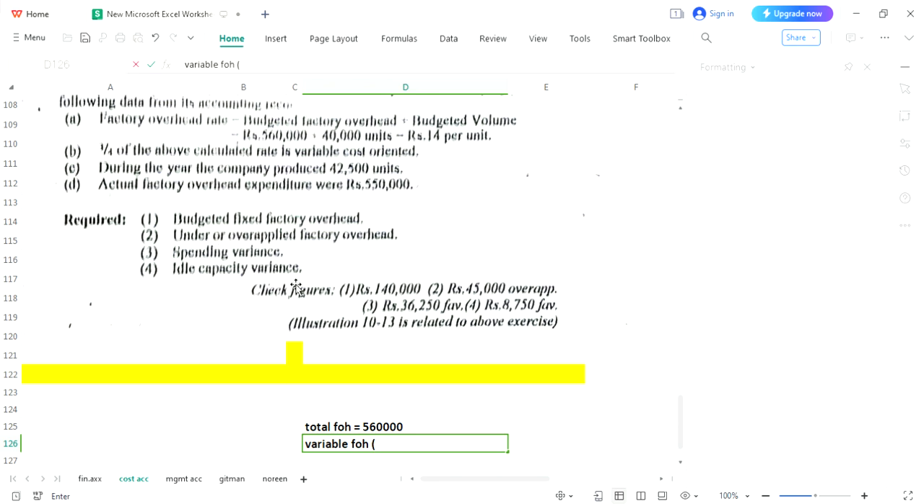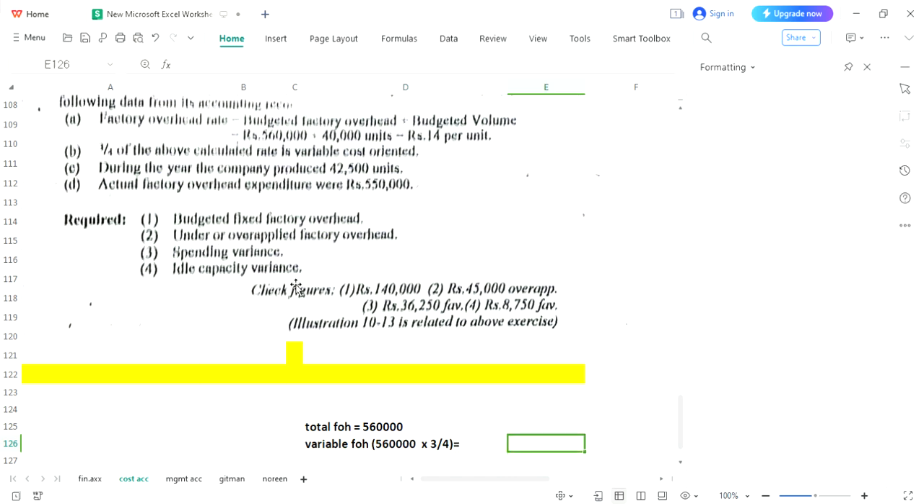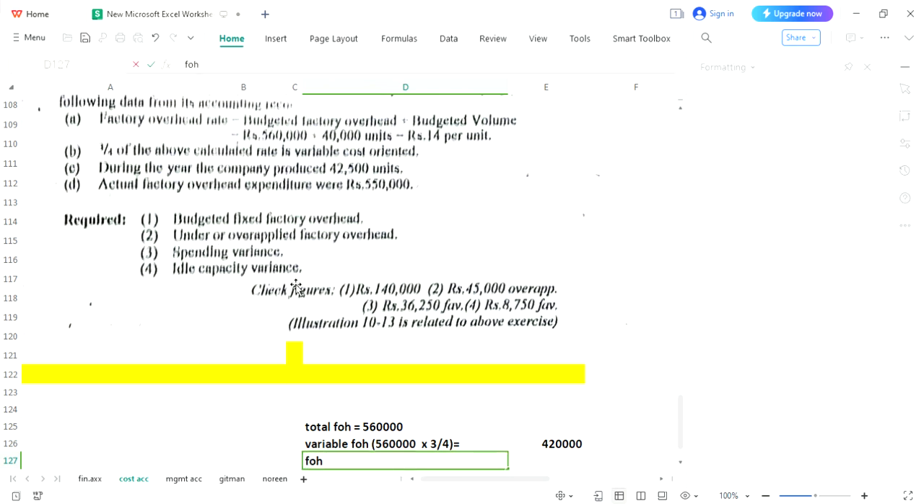Total cost was 5,60,000, and he is saying 3 by 4 is variable. So this way you can calculate your variable FH. Put 5,60,000 on calculator. Okay, multiply it by 3 and divide by 4. So here your variable FH arrived, and similarly you can calculate your fixed FH as well.